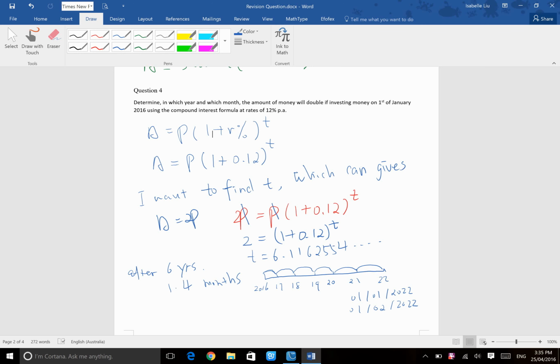So in which year and which month does this happen? It will be in 2022 February. 2016 after 6 years is at the start of 2022, January 1st. After 1 month, it will be the start of February. Then after 0.4 months, it is still in February. So the answer should be in 2022 February.